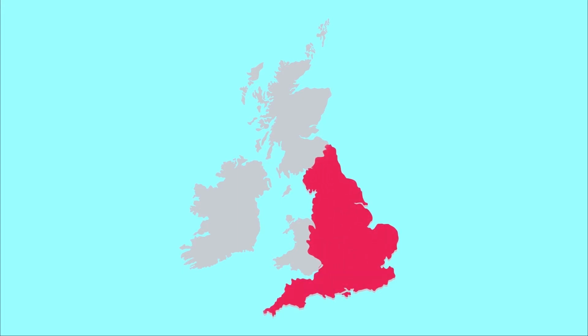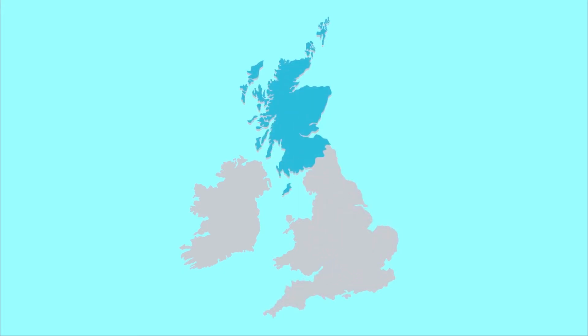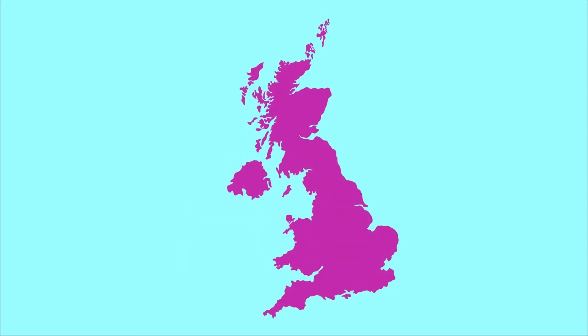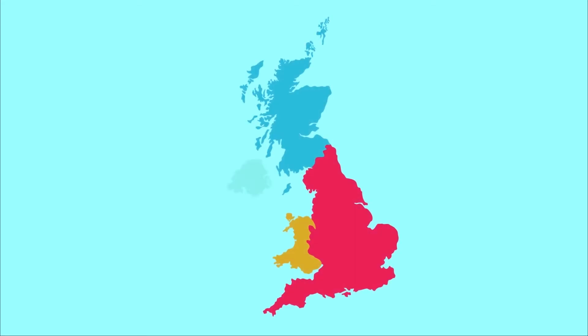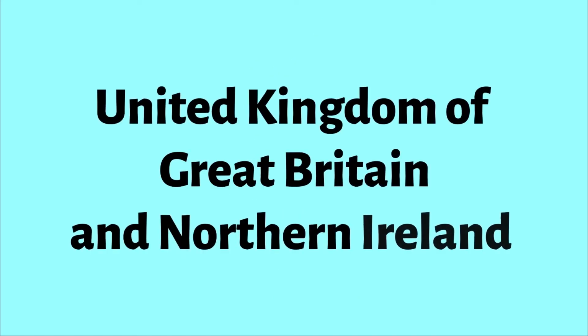This is England. This is Scotland. This is Wales. This is Northern Ireland. Altogether, they form the United Kingdom. It is an independent country off the northwestern coast of Europe. It consists of the entire island of Great Britain and the northern part of the island of Ireland. In fact, the official name of the country is the United Kingdom of Great Britain and Northern Ireland.